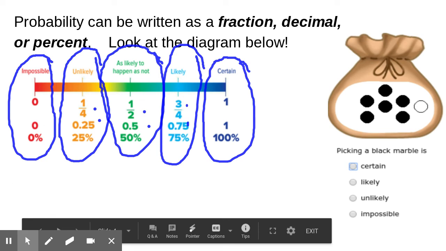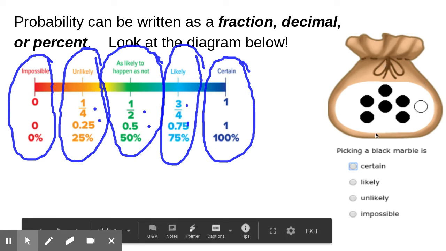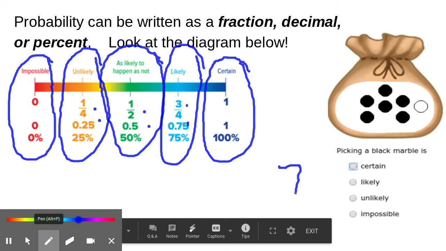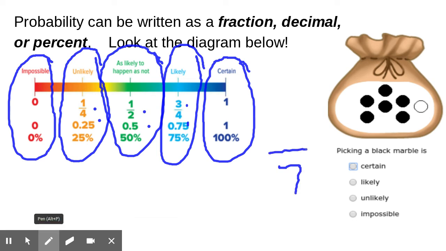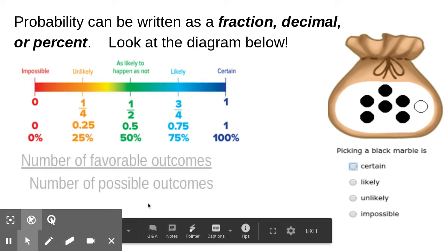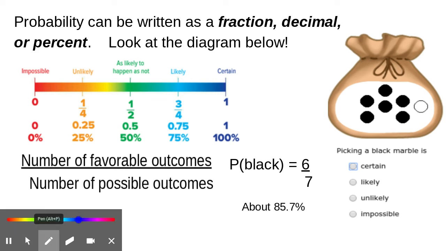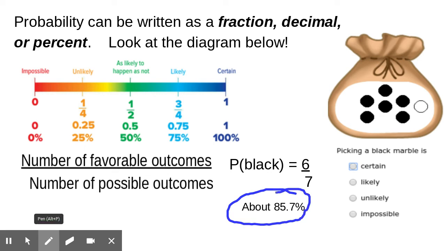So for example, I have a bag of marbles. What is the probability that I'm going to pick a black marble out of this bag? Okay, out of this bag, there are 1, 2, 3, 4, 5, 6, 7 marbles, right? That's 7 total marbles. What is the probability of getting a black one? Well, there's 1, 2, 3, 4, 5, 6. All right. So 6/7. If you take a calculator and figure out what 6 divided by 7 is, that's about an 85.7% chance.